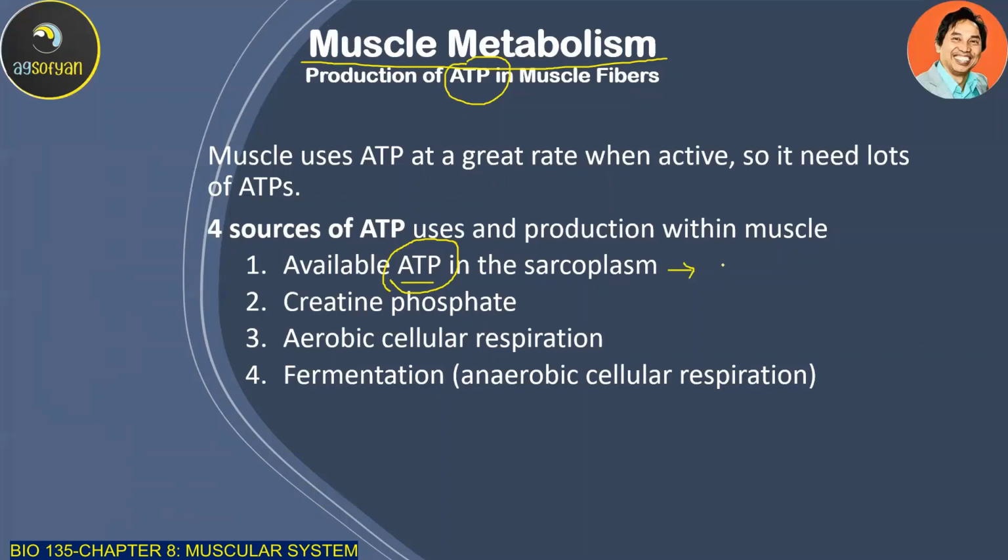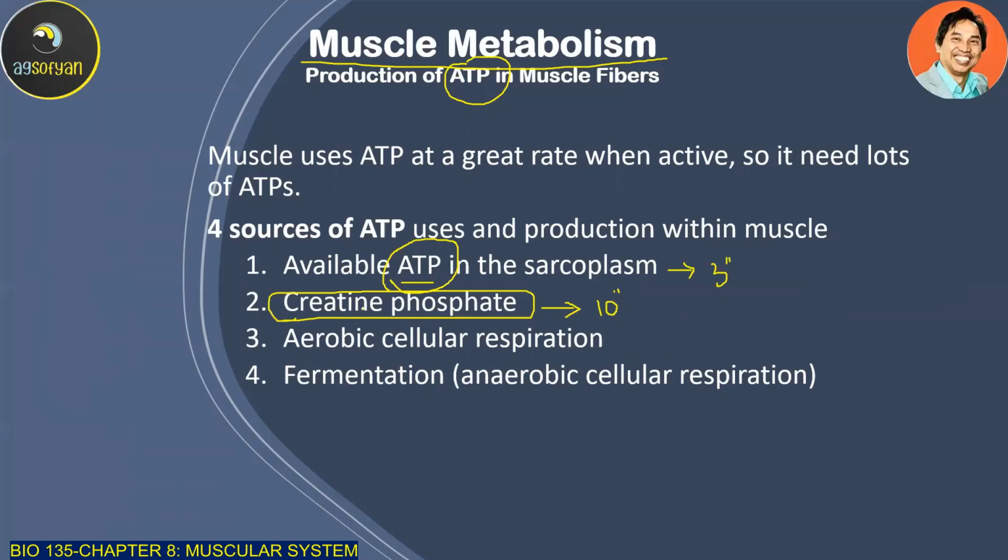maybe less than 2 or 3 seconds of contraction. So it's really fast, it's gone. And then the second one comes from the ATP storage in the muscle cell. It's called creatine phosphate. This one may make the muscle contract for about 10 seconds. And after that, the ATP storage in the creatine phosphate will be gone.